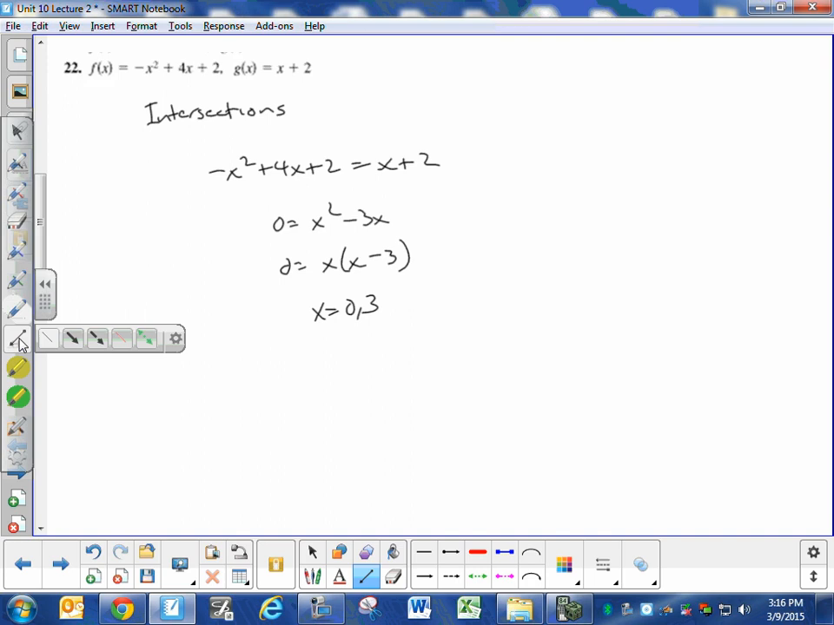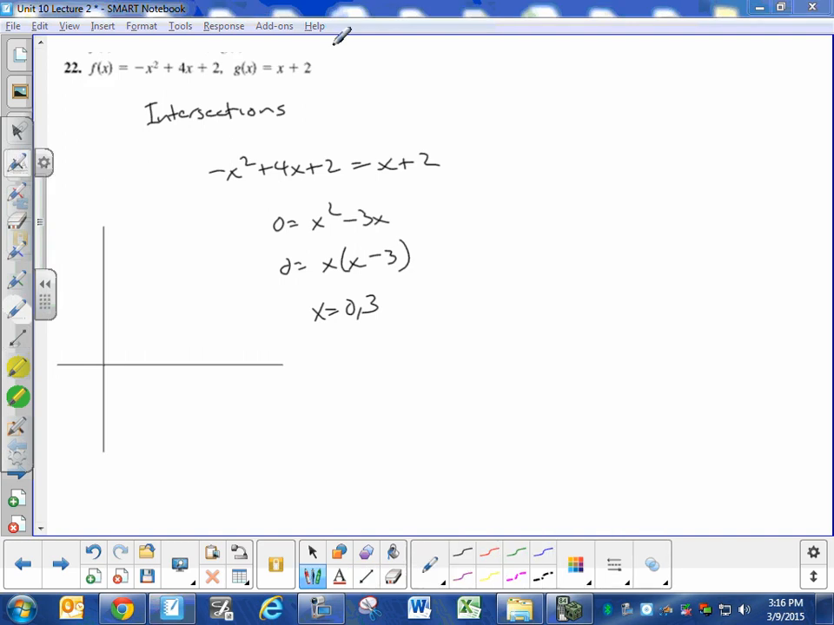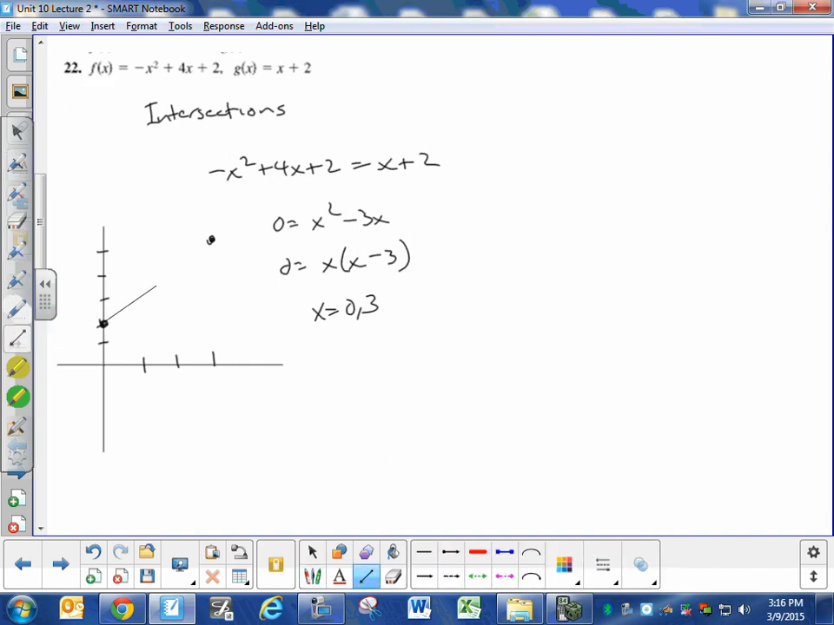Okay, so that'll help me sketch, because I need to just focus my attention around 0 and 3. So here is 0. If I plug in 0, I get 2. So we intersect at 0, 2, and we'll intersect at 3, 5. Now, x plus 2, linear, will look like this. Negative x squared plus 4x plus 2, I can just go ahead and probably assume it's going to look something like this. But just to check, I plug in 1, I get 4 plus 2, 6, minus 1, that's 5. I plug in 2, that's probably my vertex, I get 8 plus 2, 10, minus 4, that's 6. So there is the graph of negative x squared plus 4x plus 2.